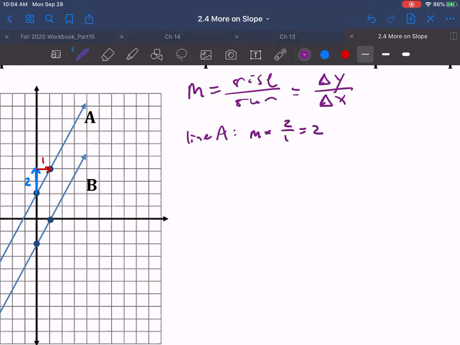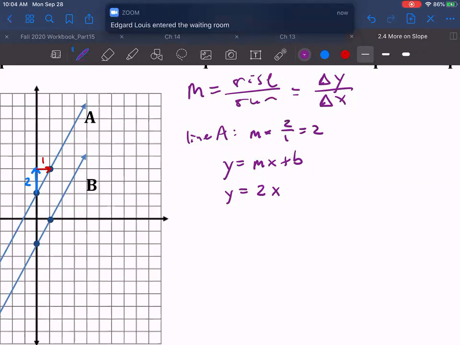And then what I can do is put this into y equals mx plus b form. Looking at this, I already know m, that's 2. Then I just need to figure out b. Well, b is the y-intercept, and if I look here, that's my y-intercept, and it's at 2, so this would be 2x plus 2 right there. And so there's my equation for line A.